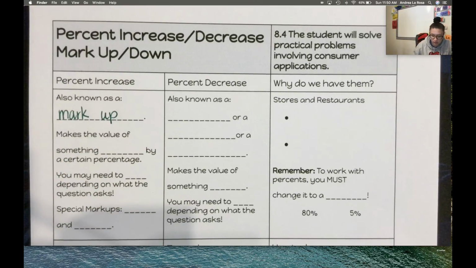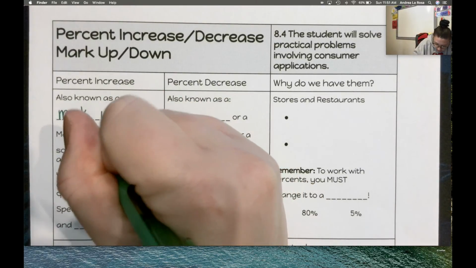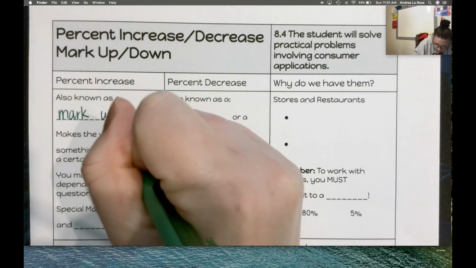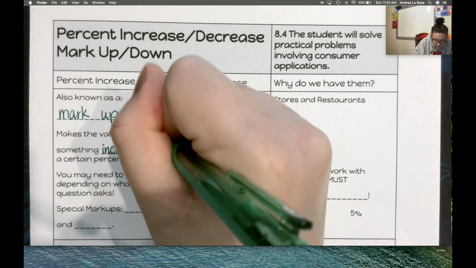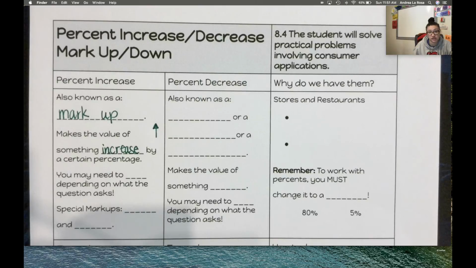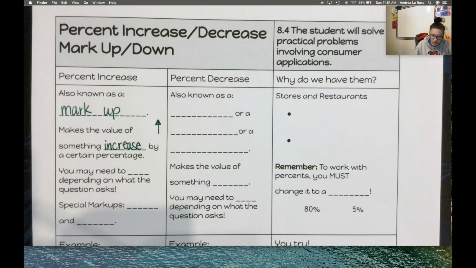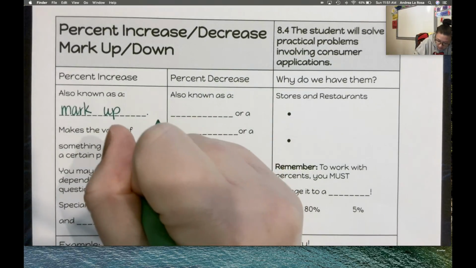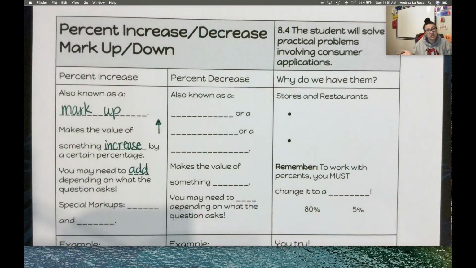It makes the value of something increase, remember, go up by a certain percentage. You may need to add, depending on what the question asks. Sometimes in a question, they'll say, how much tax will you pay for this item? Sometimes they'll say, how much will you pay in total? So you'll have to take the cost of the item plus the tax. So you just really need to read the question and understand what they are wanting you to do here.